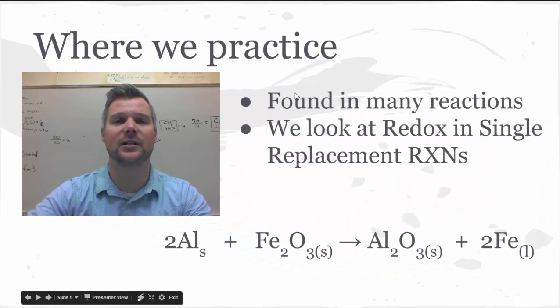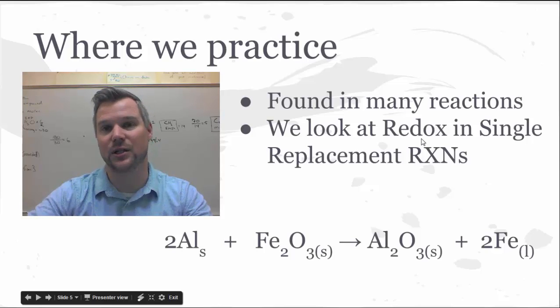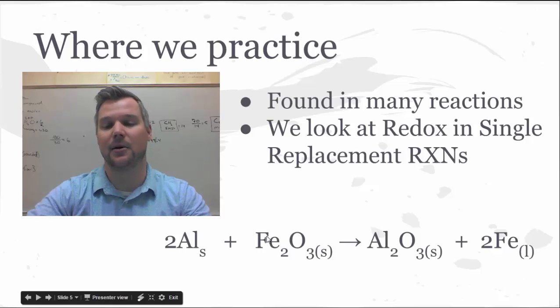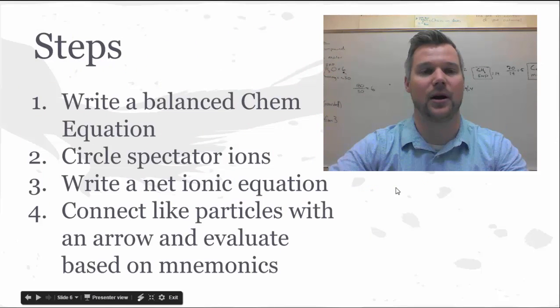We typically see these in single replacement reactions on our worksheets, but we do have redox reactions in many different types of reactions. We just practice them mostly in single replacement. So for example, here's a single replacement reaction where I have aluminum element and then I have an ionic compound. Aluminum and iron are going to trade places. Notice that aluminum is an uncharged element. Iron is a charged particle in an ionic compound, and then they trade spots, so there must be a movement of electrons during that process.